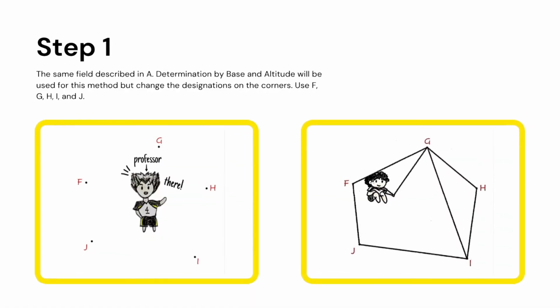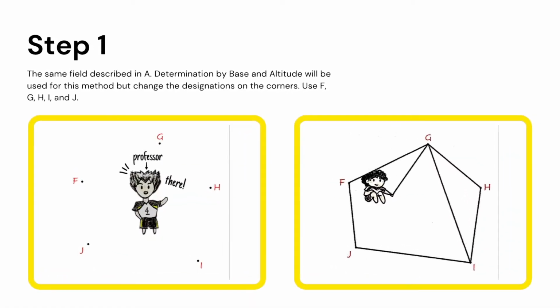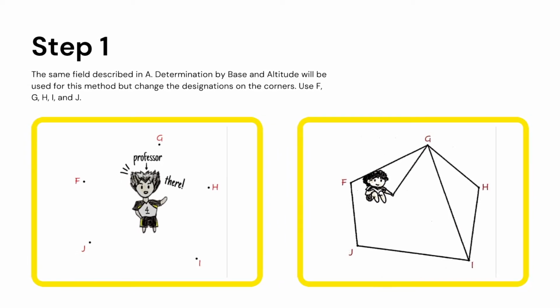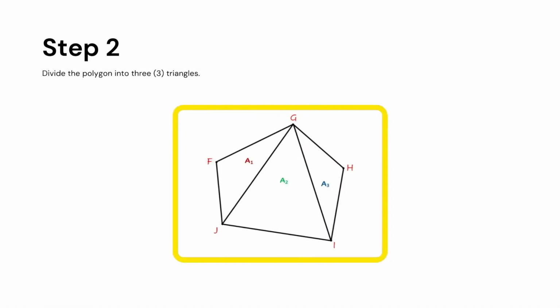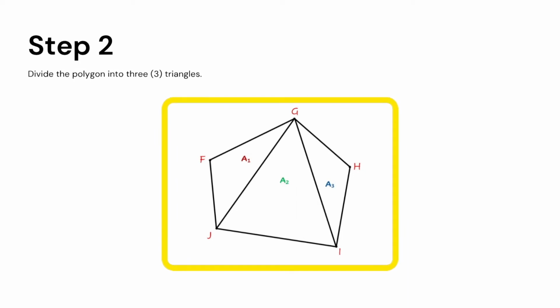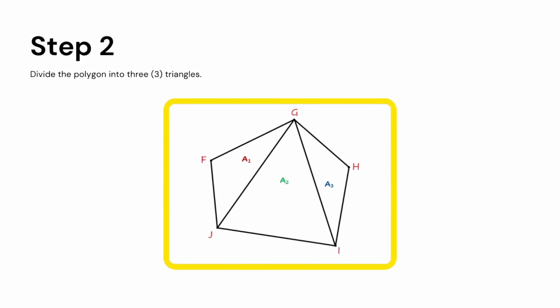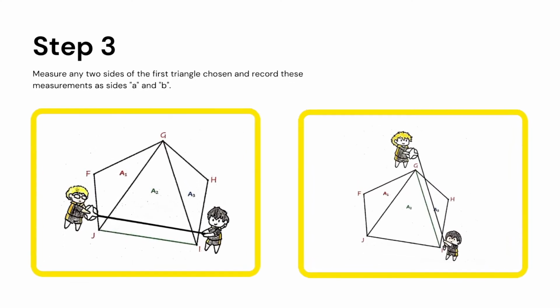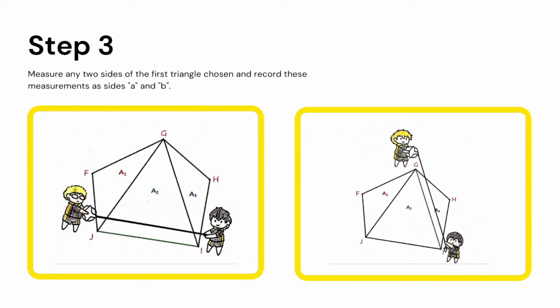The same field described in Part A will be used for this method, but change the designations on the corners. We will be using F, G, H, I, and J instead of A, B, C, D, and E. Next, we will divide the polygon into 3 triangles. Then, we will measure any 2 sides of the first triangle chosen and record these measurements as sides A and B.